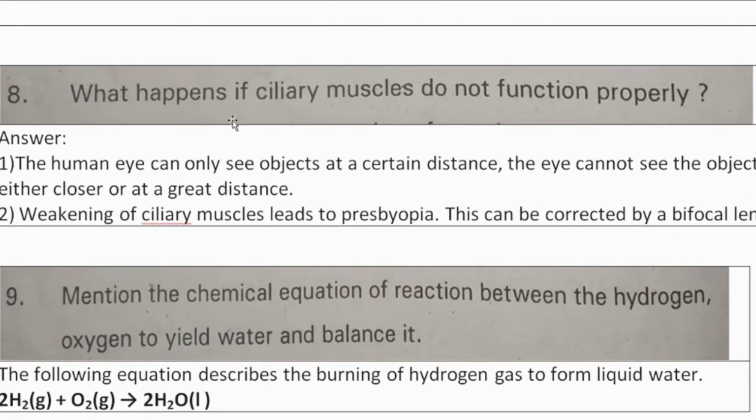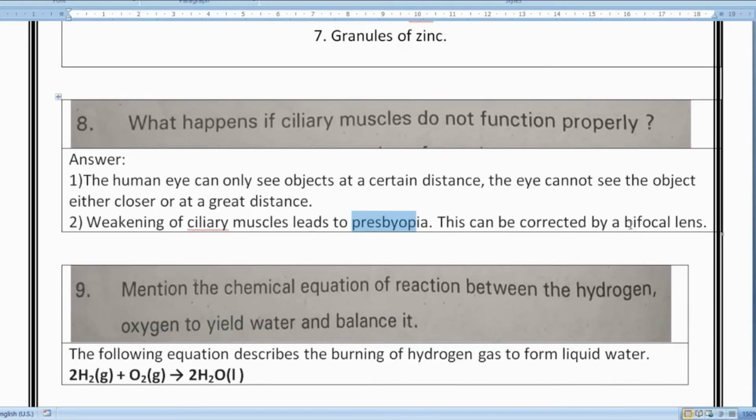We'll see the eighth question now. What happens if the ciliary muscle does not function properly? The human eye can only see objects at a certain distance. The eye cannot see objects which are closer or at a great distance. Weakening of the ciliary muscle leads to presbyopia. This can be corrected by a bifocal lens.